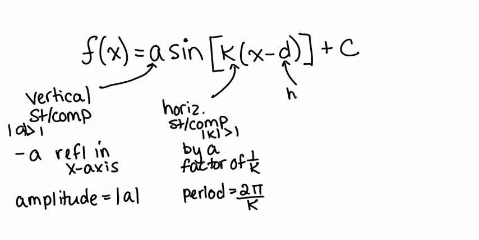Okay, D is going to be our horizontal translation. It moves your graph left and right.